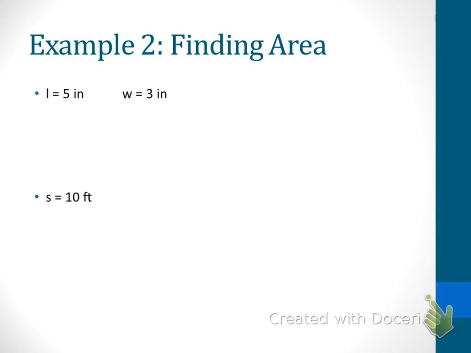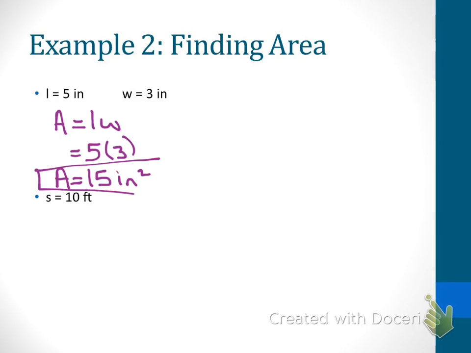All right, in example 2 now, I'm finding area. Well, what do you think the first figure is, a rectangle or a square? It's a rectangle, of course it is. So since it's a rectangle, I know the area of a rectangle is length times width. I make my substitution, 5 times 3, and area equals 15 inches squared. Make sure you square the unit when you're finding area.